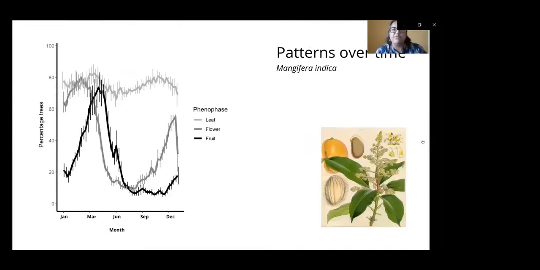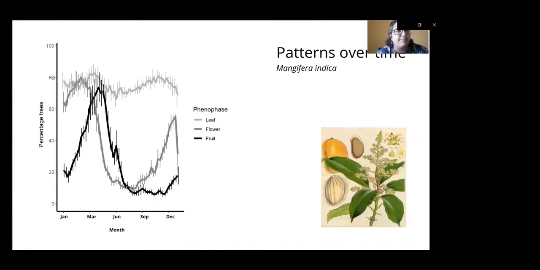When species information such as this is collated over many years and over many seasons, we are able to make a map or chart of the seasonality of such trees. For example, over here, we have the seasonality chart for Mangifera indica or mango. On the x-axis here, you can see the month of the year. And on the y-axis is the percentage of trees showing a particular phenophase, either leaf, flower, or fruit.